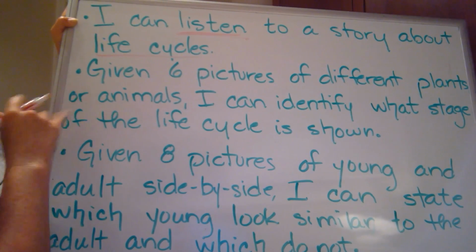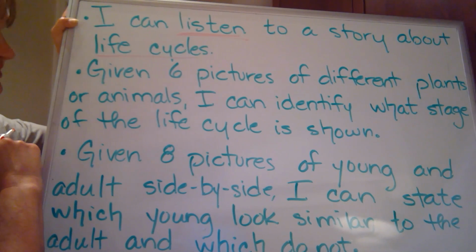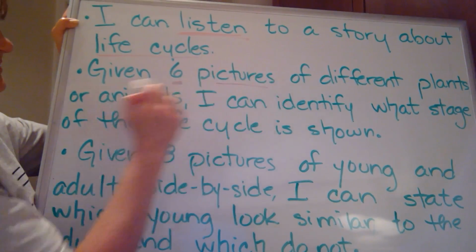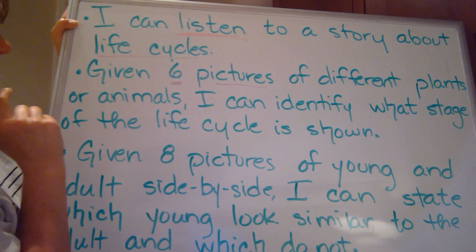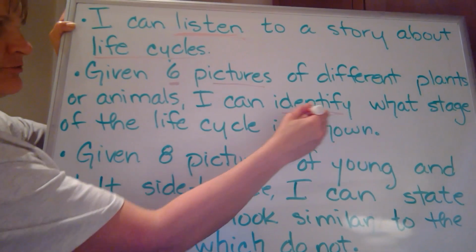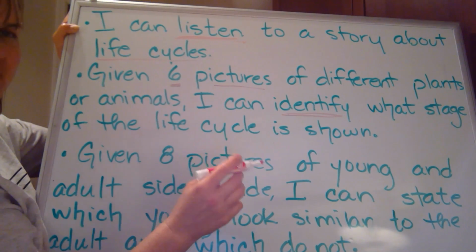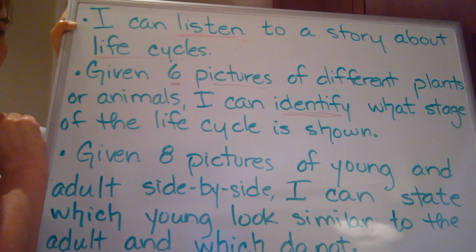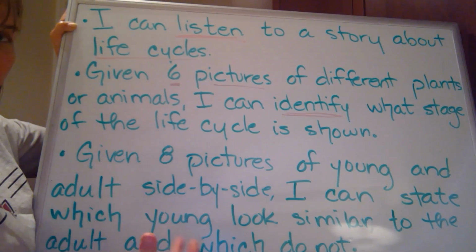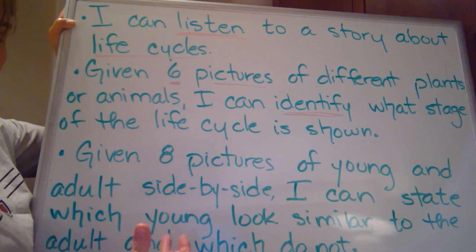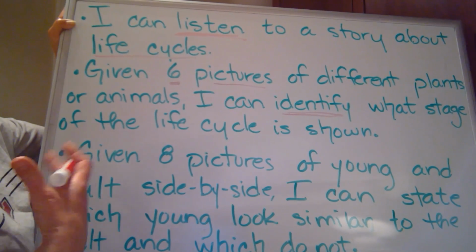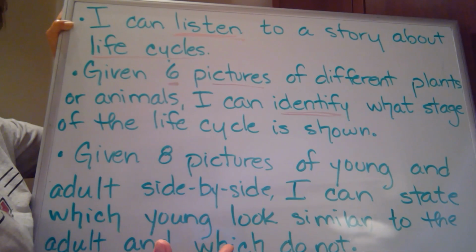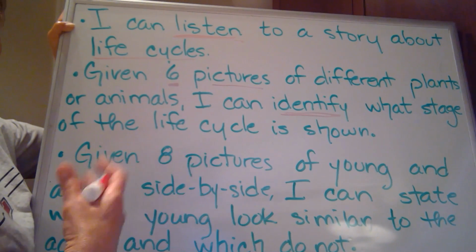Given 6 pictures, now this is the activity you're going to do after listening to the story. Given 6 pictures, just 6, of different plants and animals, I can identify what stage of the life cycle is shown. So in the story, it will talk about starting out is one stage, and of course there's different names for it. Growing up or being a youth, becoming an adult, which could then reproduce again.